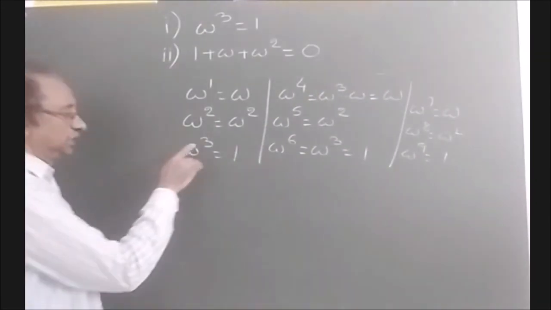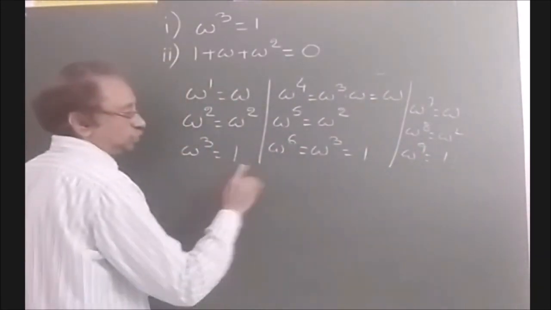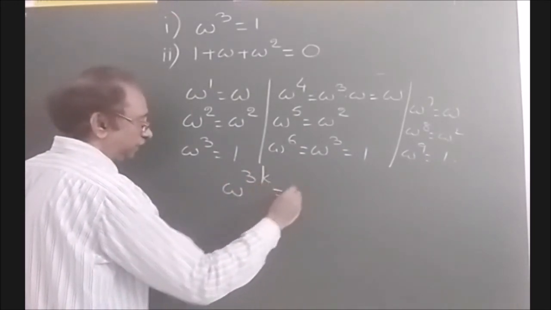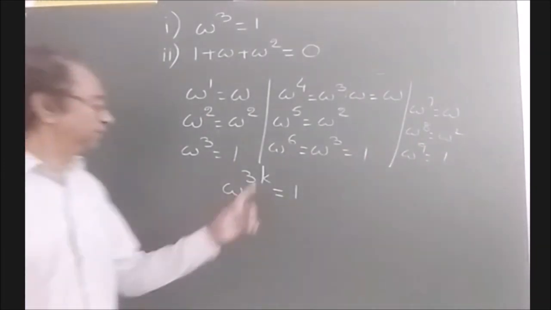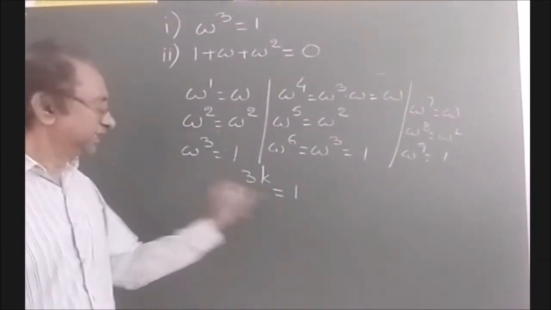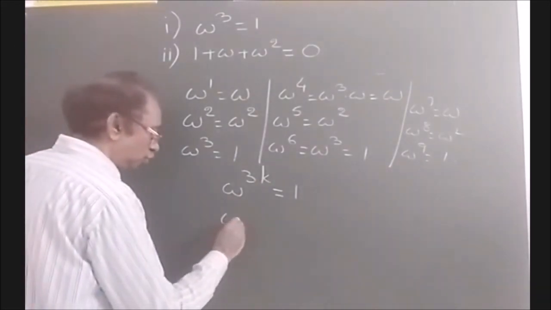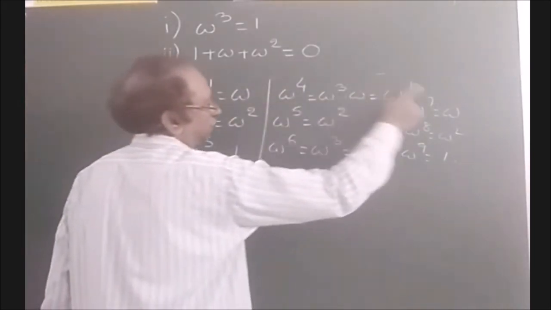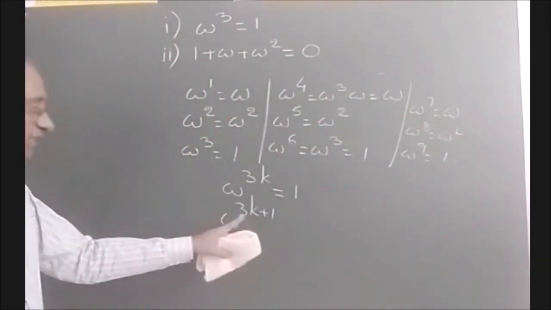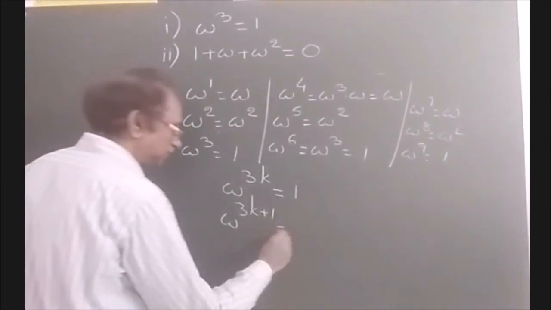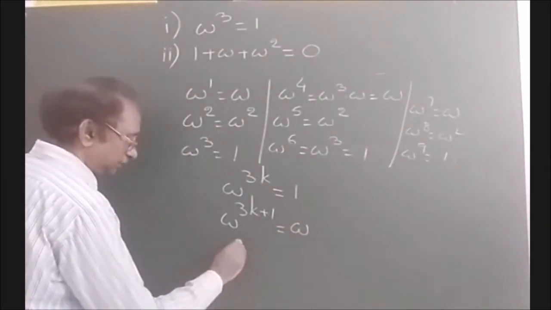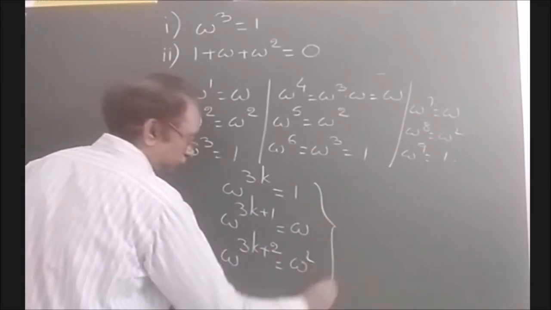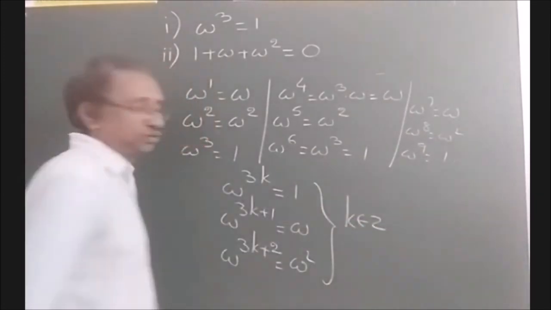So if you observe, if there is a multiple of 3 in the power, you are getting 1. So omega power 3k is always equal to 1. That k may be 100, 1 lakh, minus 1 lakh, like that. That is an integer. Similarly, omega power 3k plus 1. See, this is 3 plus 1, 2 into 3 plus 1. So if the power is a multiple of 3 plus 1, this becomes omega. Similarly, omega power 3k plus 2 is omega square. So for any integer, I can write like this.